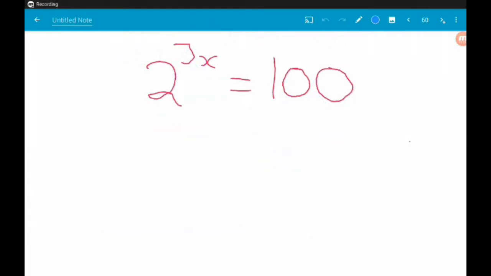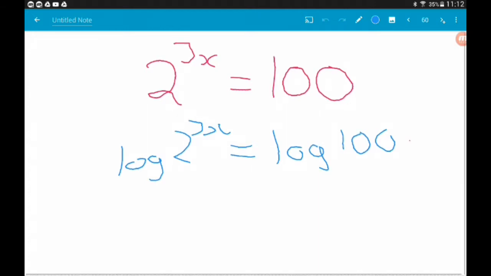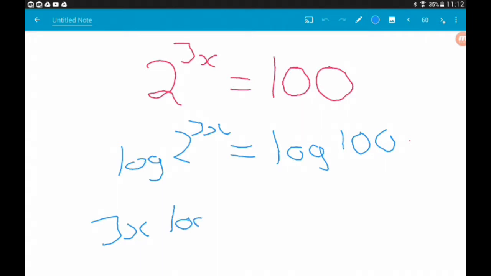Okay, next example, we got 2 to the power of 3x equals 100. So log both sides. So we get log of 2 to the 3x is equal to log 100. Then, by the third law of logs, the power of the 2 on the left hand side comes down and sits in front of the log. So we get 3x times log 2 is equal to log 100.